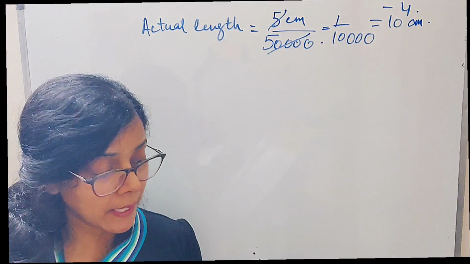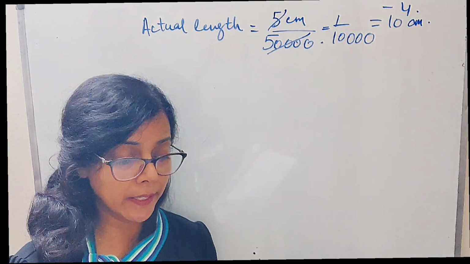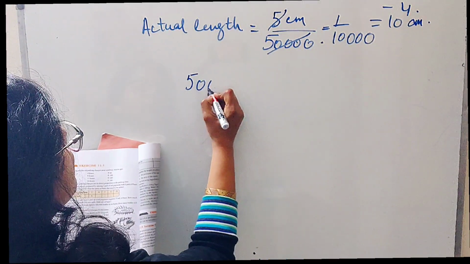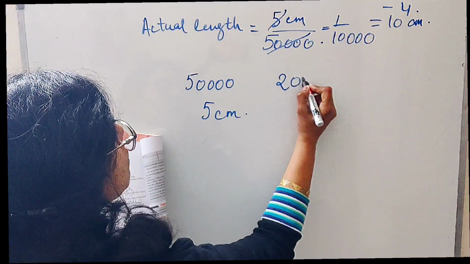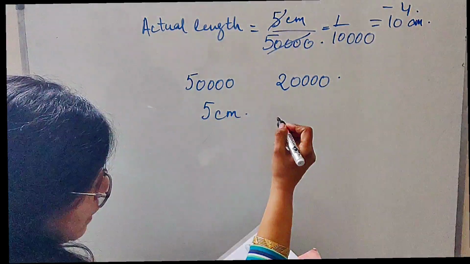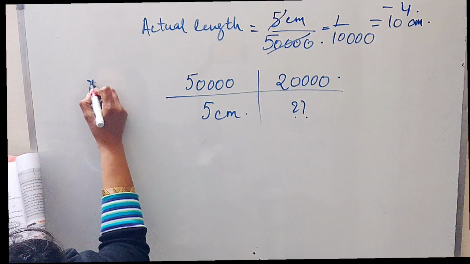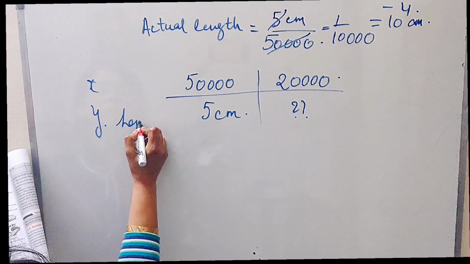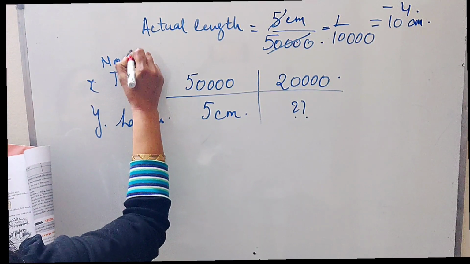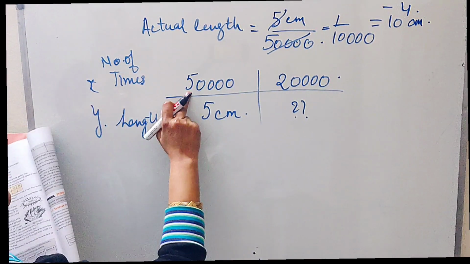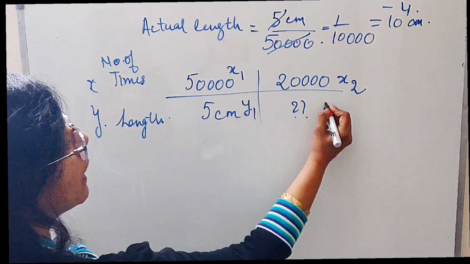Now the second part of the question says if the photograph is enlarged 20,000 times, what will be its enlarged length? So first it was enlarged by 50,000 times. At that time the length was 5 centimeter. Now they are saying that it is enlarged by 20,000. They are saying you to find out the enlarged length. So 2 variables we have here. This is x and this is y. X, this is the number of times they are enlarged, and y is the length. So for x, this is the first variable x1 and this will be x2, and for the length, because we are taking y, so y1 and y2.